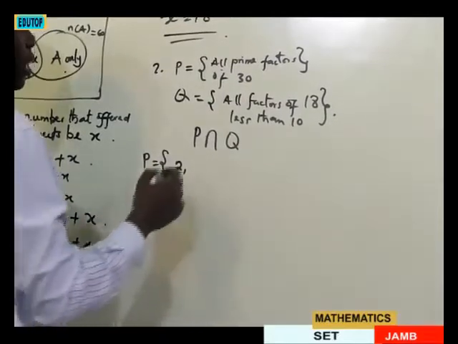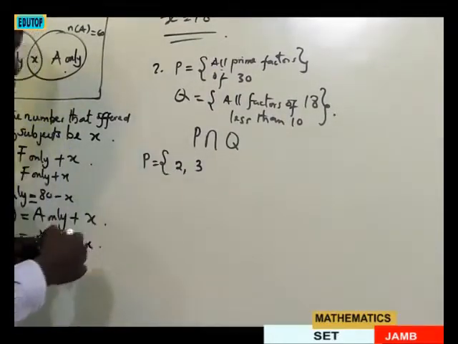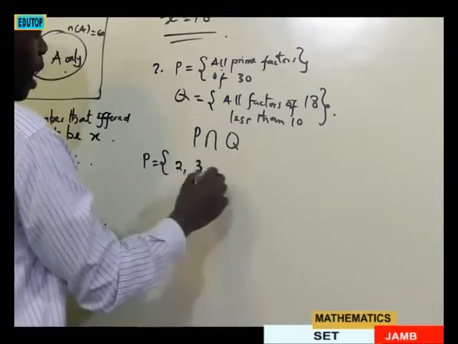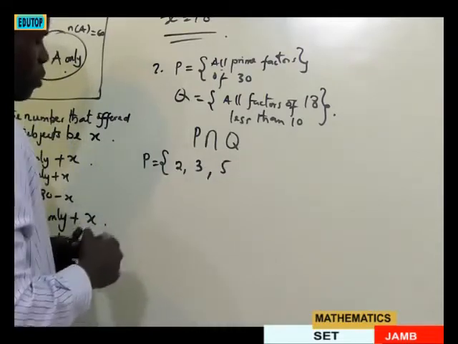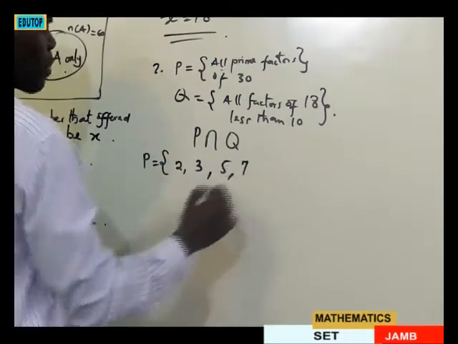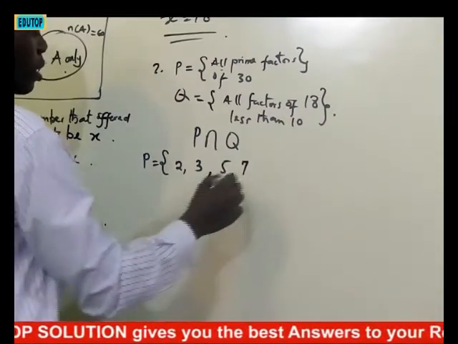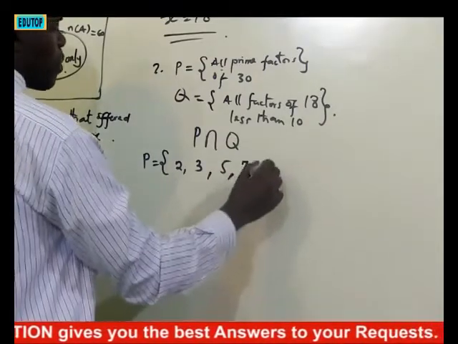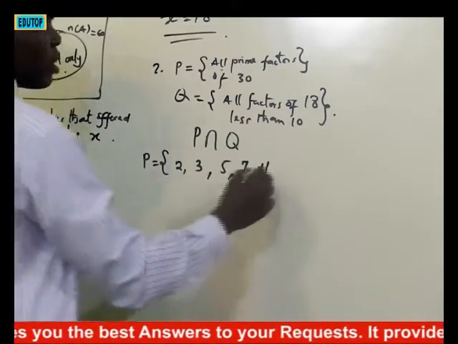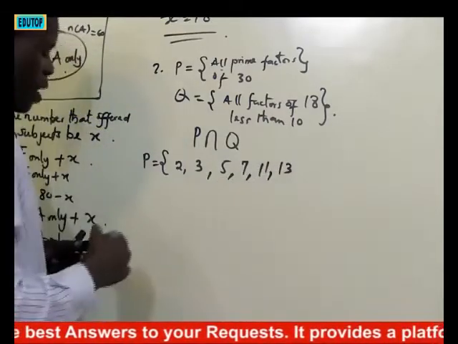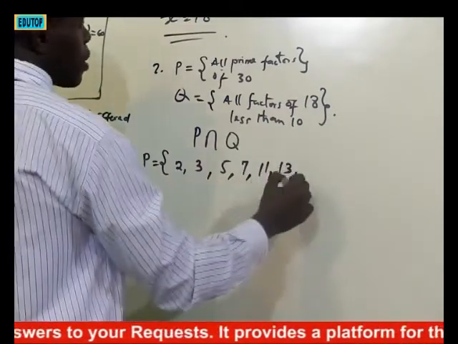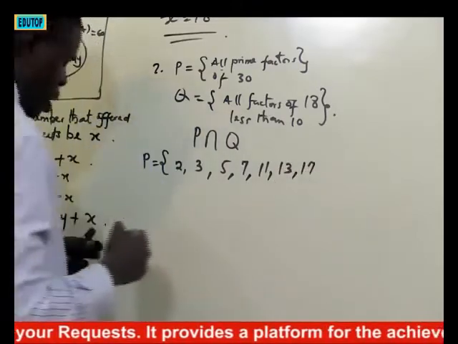Which one again? 3 is also a prime factor. 5 is also a prime factor. 7 is also a prime factor. 11 is also a prime factor. 13 is also a prime factor. 17 is also a prime factor.